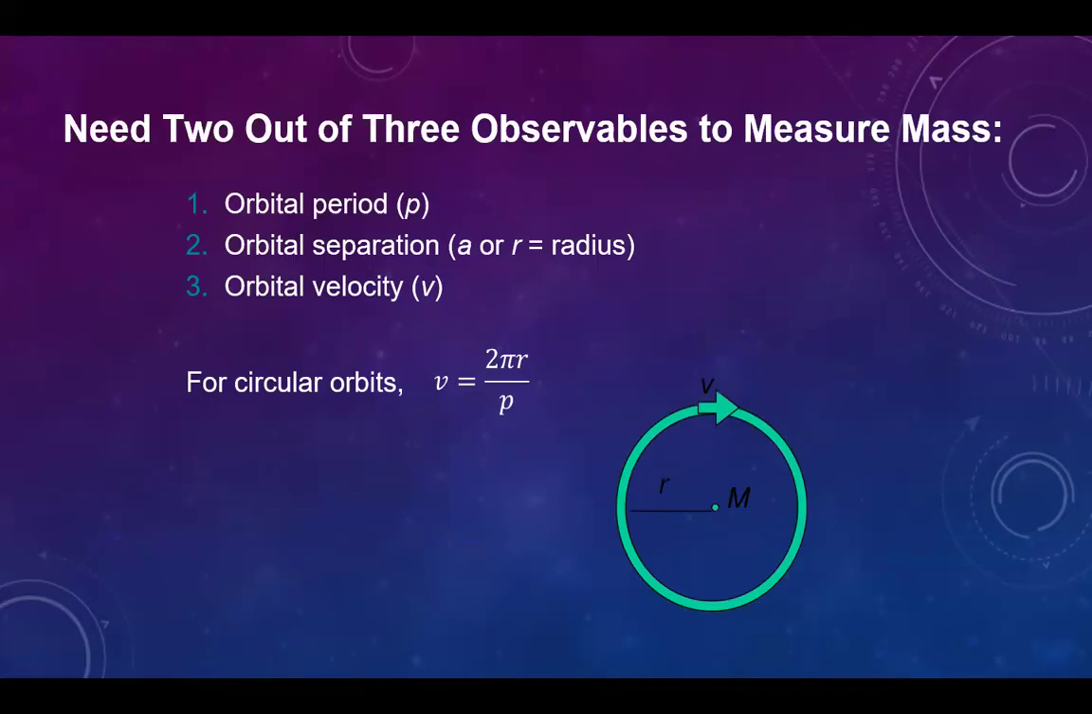Because for circular orbits, velocity is 2 pi radius over period, if you have period and velocity, you can get radius, and if you have period and radius, you can get velocity. If you have any 2, you can get the third. The easiest to measure is period, and then you're going to get either separation or velocity via some method.